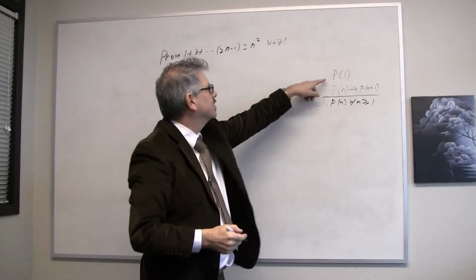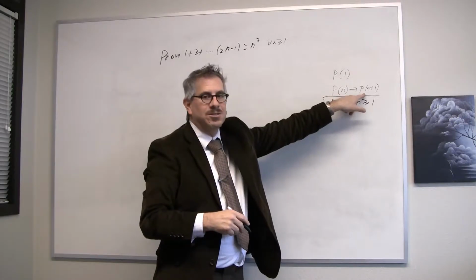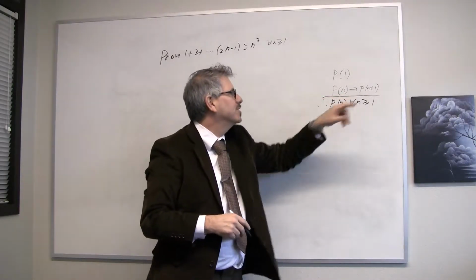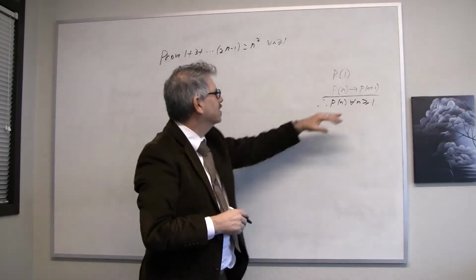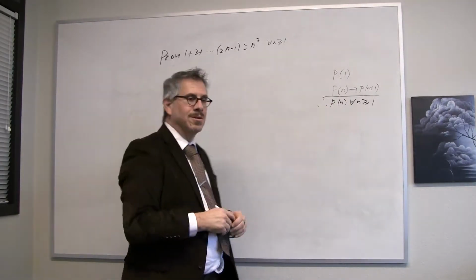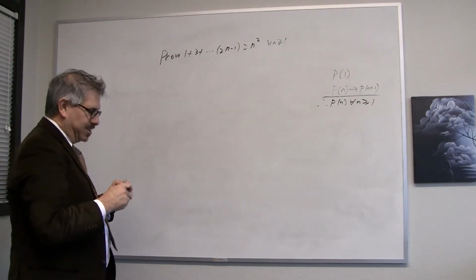First, we need a proposition that we show is true in a base case. Then we show this implication is true: if P of n is true, then P of n plus 1. And then we say, therefore, by the principle of mathematical induction, P of n is true for all n within our range, bigger than or equal to 1 in this case. How does that work in this case?